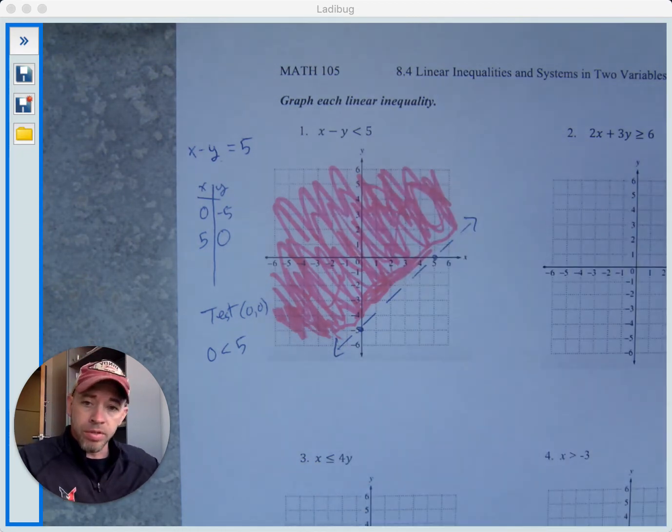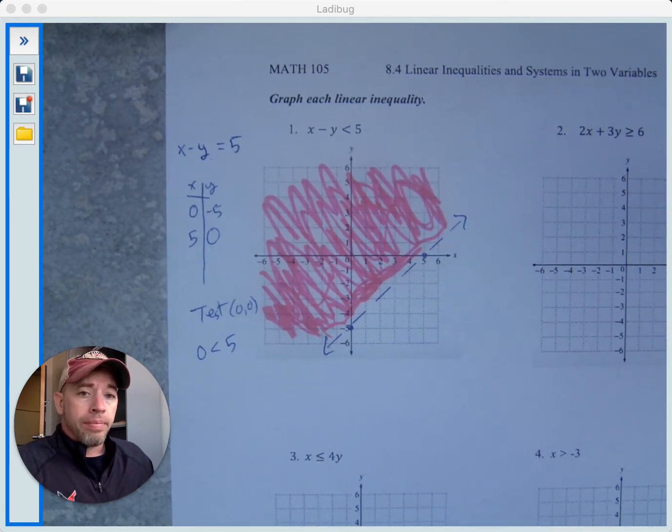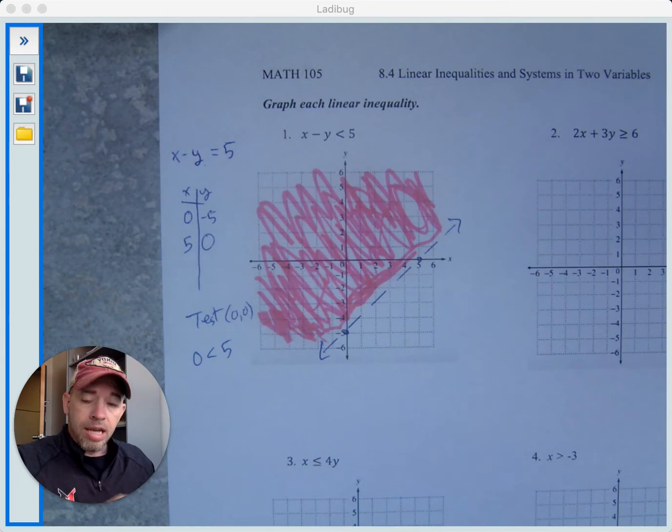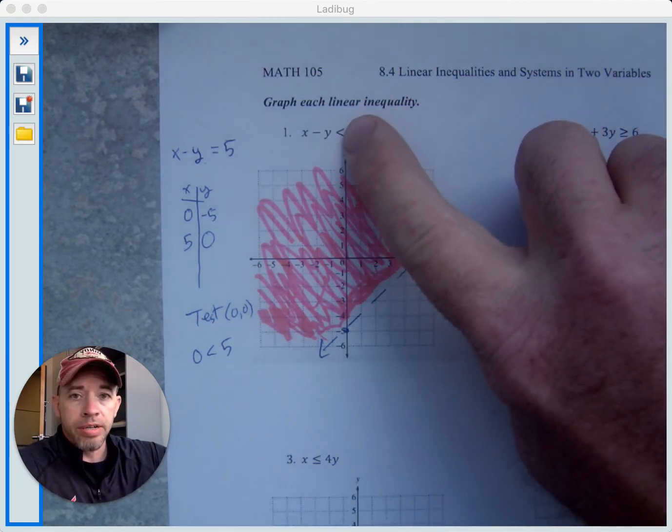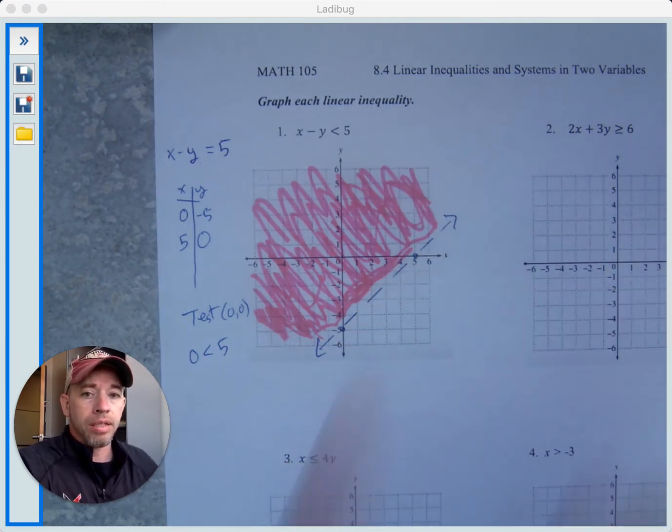Of course, there's also the line graphing tool, which you've already had practice with. And there's an option to do a dashed line, so make sure if this is less than or greater than with no equal to bar that you have a dashed line and not a solid line.